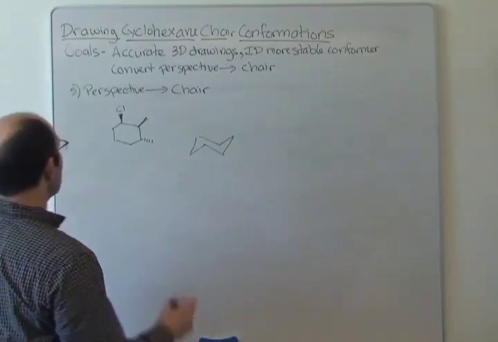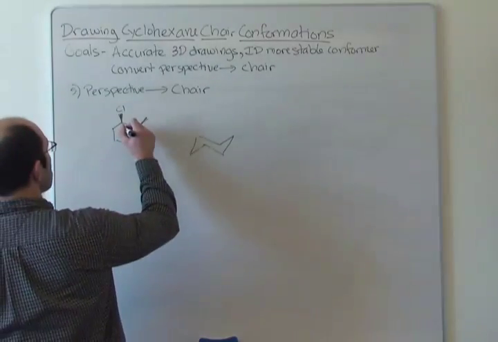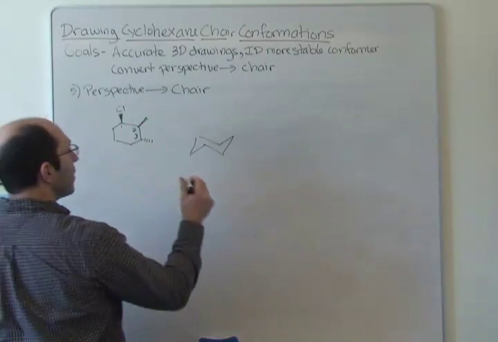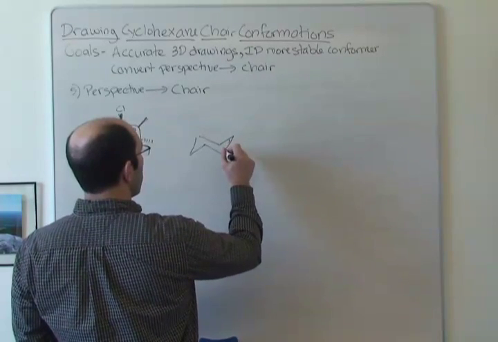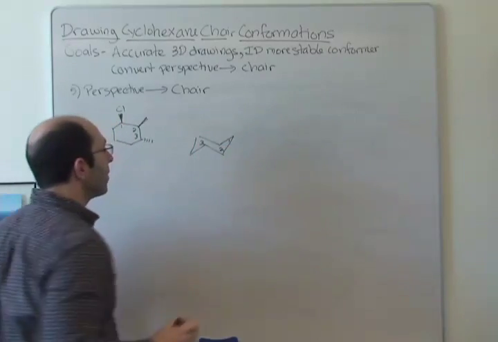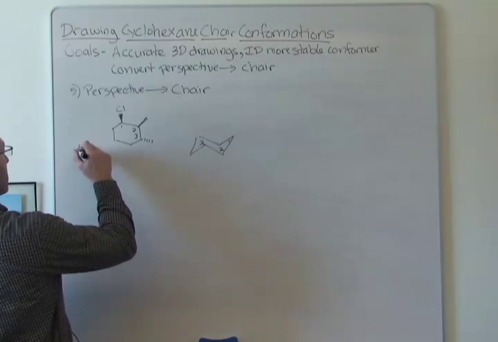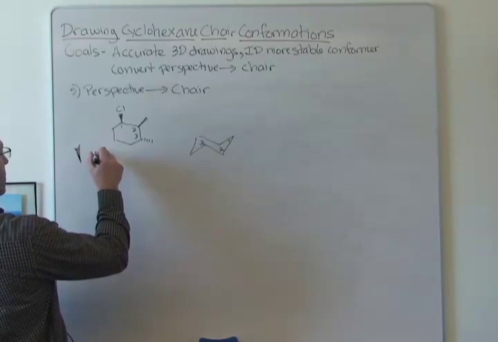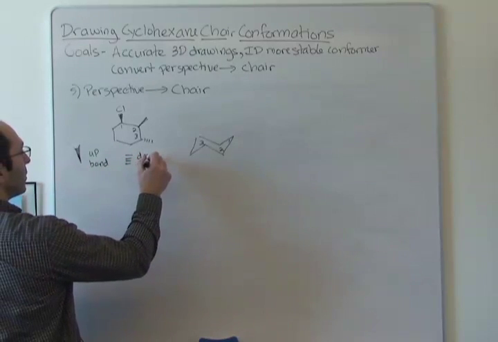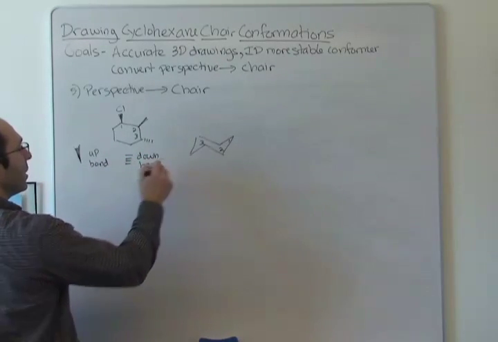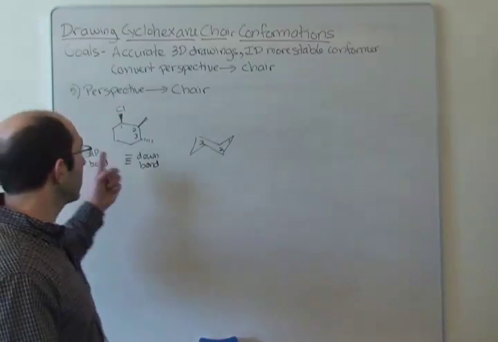Let's draw, and again, it doesn't really matter, you're just going to pick which one you want to start with. It might help if you number things just to make sure that you're being consistent, so we can just label that 1, 2, and 3, with the same numbering we've been using. The key thing to know here is that a wedge is an up bond, a dash is a down bond. So as long as we can identify up and down bonds, we can convert from perspective to chair.